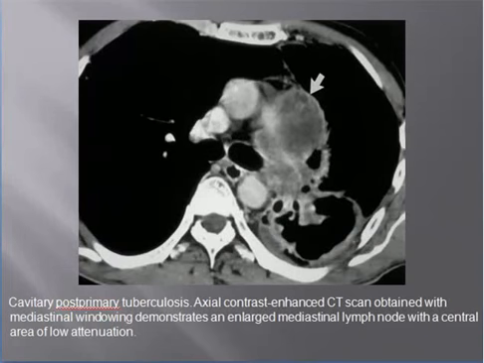Here you see an axial CT chest with large cavitary lesions. Post-primary tuberculosis case, axial contrast enhanced CT obtained with mediastinal window demonstrates an enlarged mediastinal lymph node with a central area of low attenuation. And posteriorly you will see a thick walled cavity. So lymph node enlargement, lymphadenitis as well as cavitary lesion.